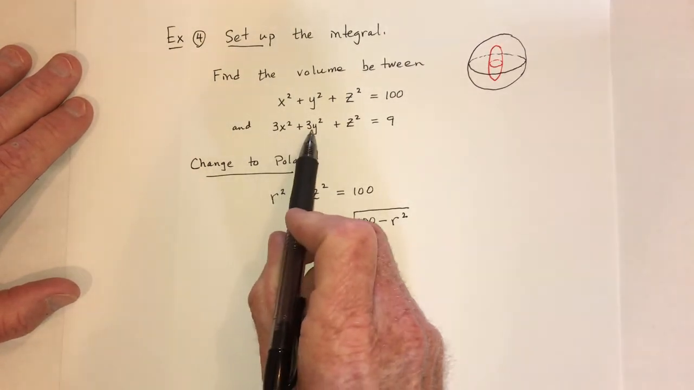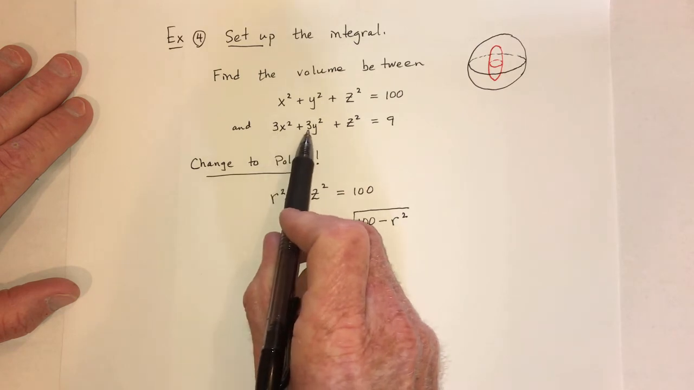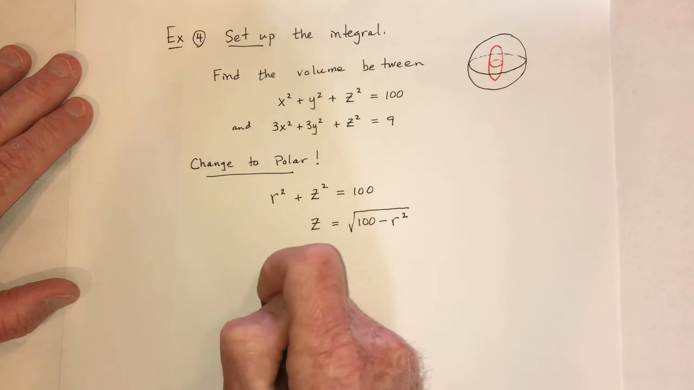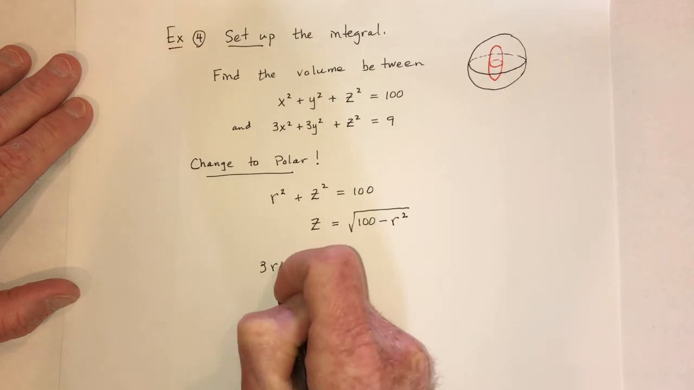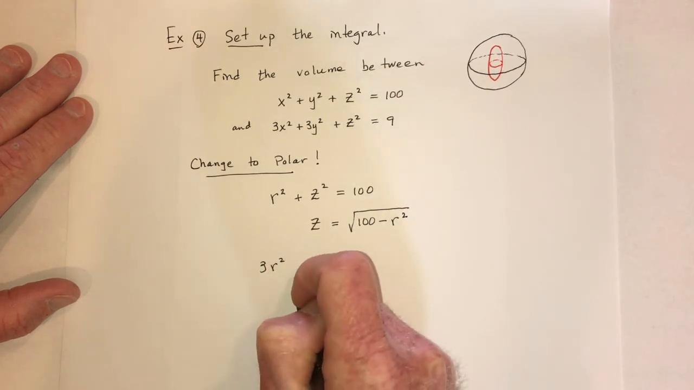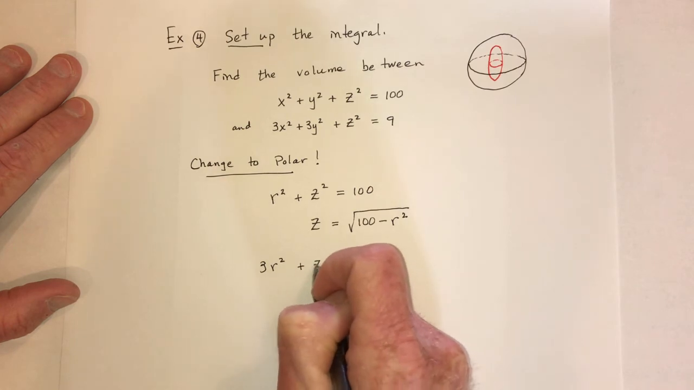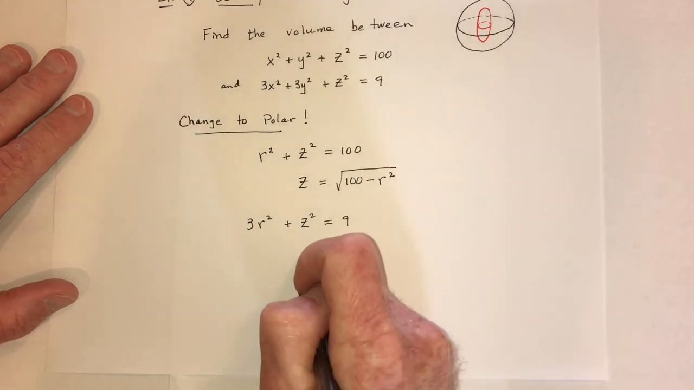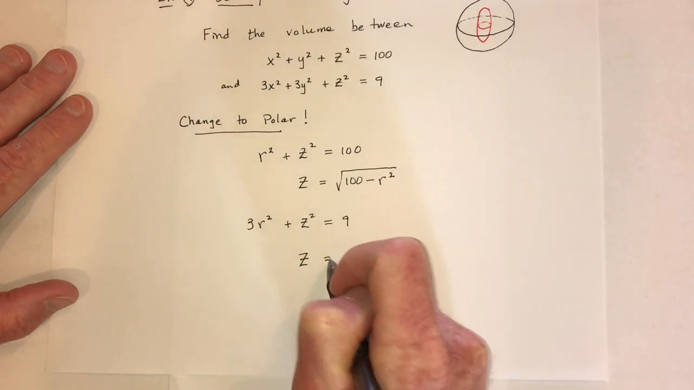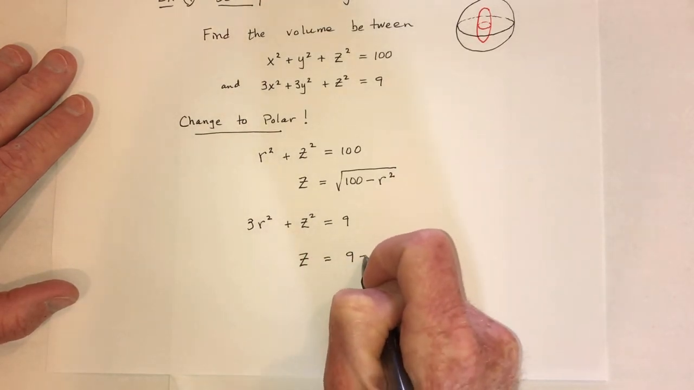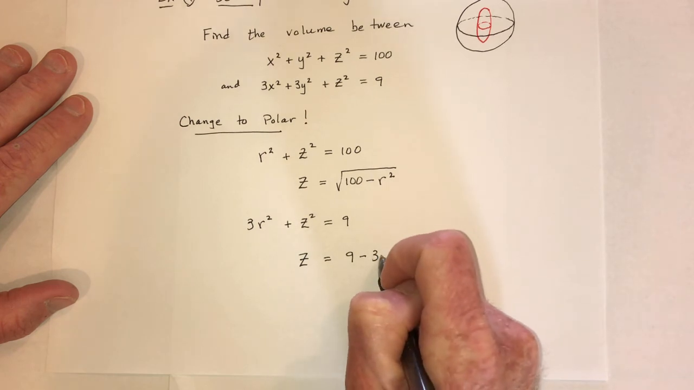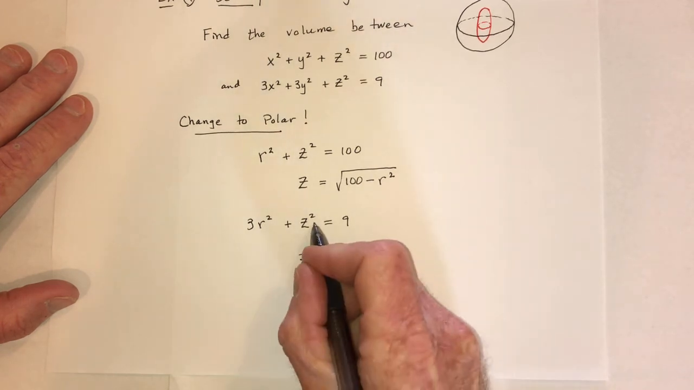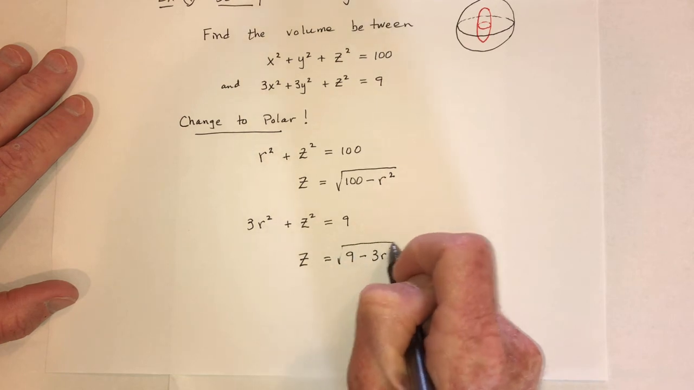With this one, you could factor out the 3 right here, and it would then leave x squared plus y squared. So that one has 3, and then replace x squared plus y squared with r squared. And then it would have plus the z squared equals 9. And then also solve for z. So that would be 9 minus 3r squared. And then to get rid of the square, take the square root of both sides.